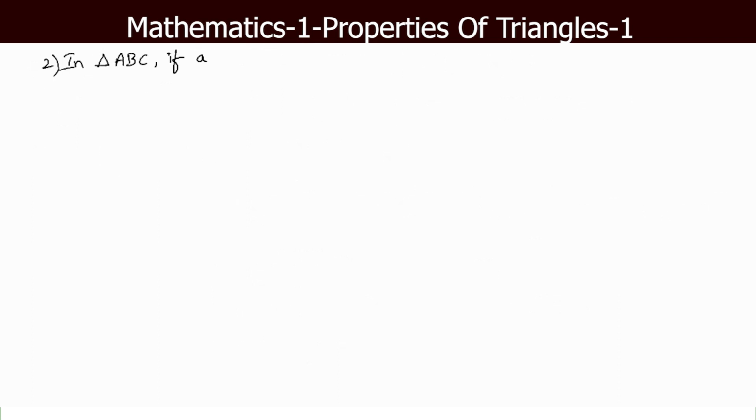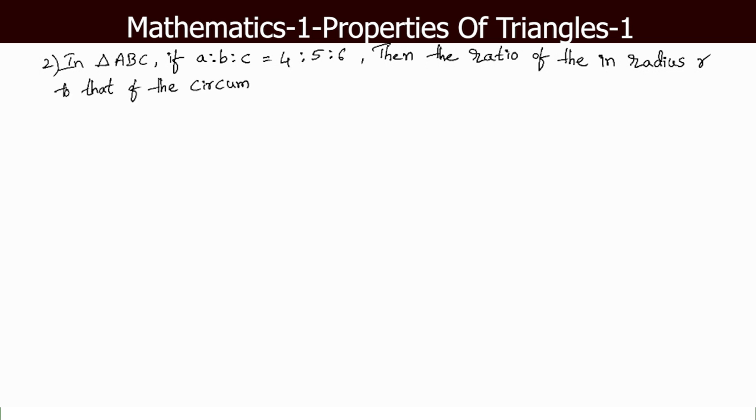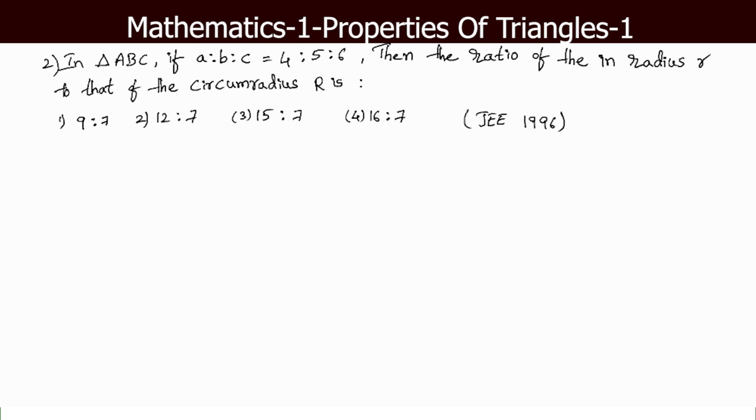Problem number 2. In triangle ABC, if the sides a, b, c are in the ratio 4:5:6, that is a:b:c is equal to 4:5:6, then the ratio of the inradius r to that of the circumradius capital R is 9:7, 12:7, 15:7 and 16:7, and this problem was asked in JEE 1996.